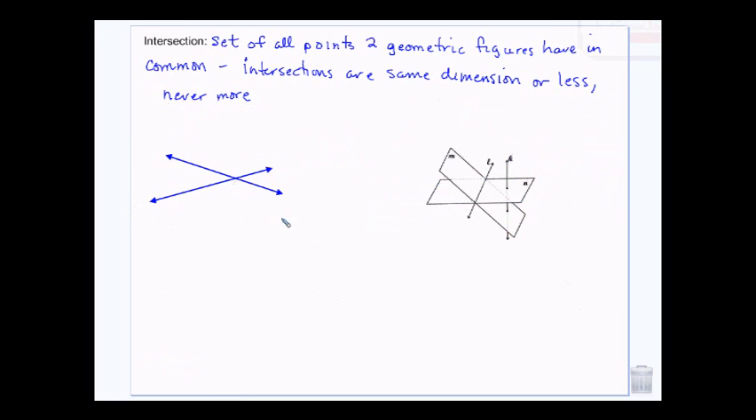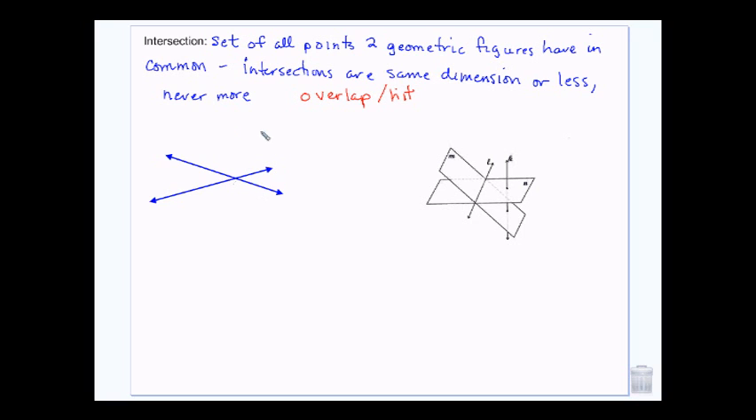The technical definition of an intersection is the set of all points that two geometric figures have in common. Basically, all this means is where they overlap or hit. An intersection is always going to be the same size as the smallest geometric figure, or less. You can't intersect and have a bigger set of points than you started with. Does that make sense?